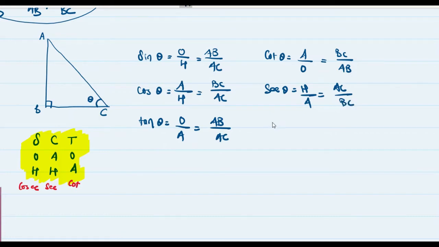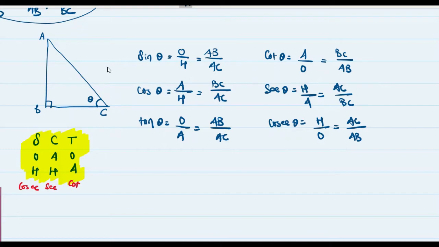All right, what is the next trigonometric ratio? We have cosec theta. What is cosec theta? Cosec theta is hypotenuse upon opposite. What is hypotenuse? Hypotenuse is AC and opposite is AB. So cosec theta is AC upon AB. Great. So we have got all 6 trigonometric ratios with respect to angle theta.